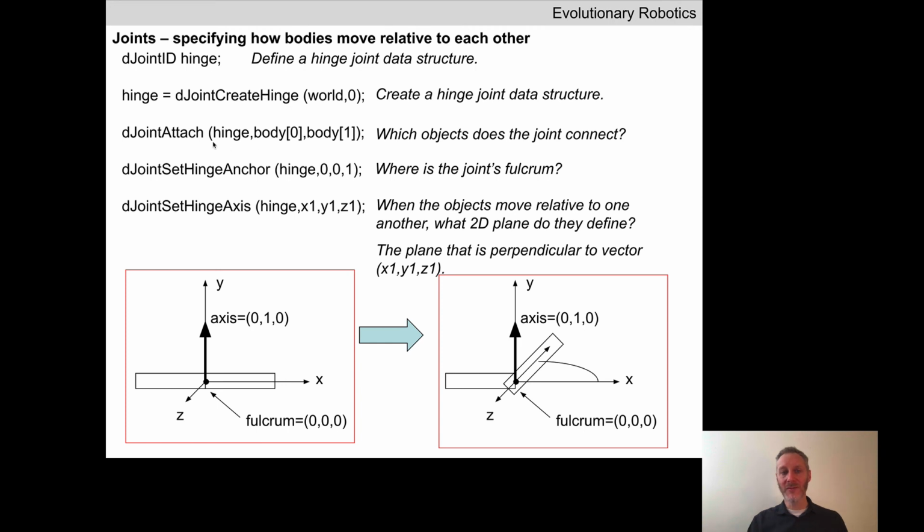Once we create a hinge joint, we have to tell the physics engine which 2 bodies, or in our case, which 2 links are connected.